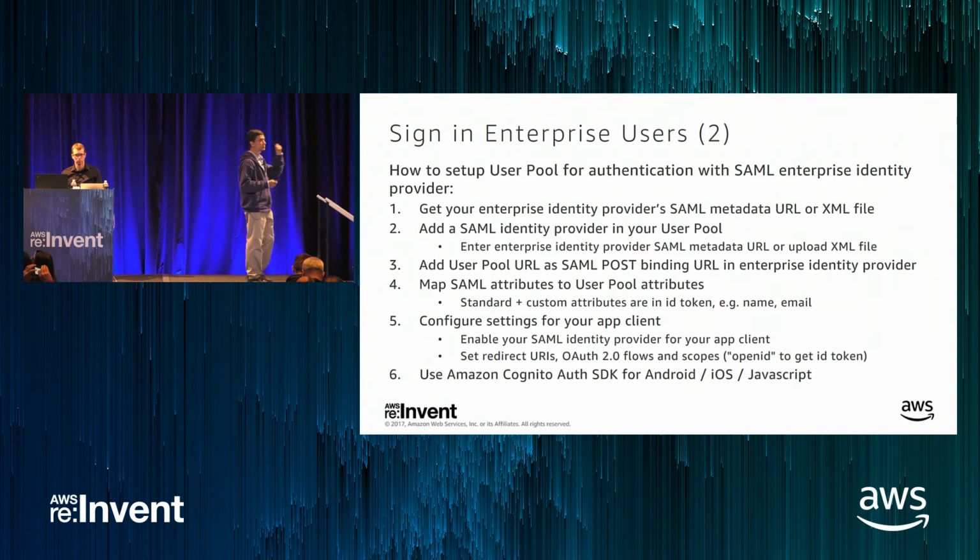And then, of course, you've got to go to the SAML identity provider and give it the Cognito URL so that it knows that Cognito is a trusted service provider to which it can provide the assertions, the SAML assertions. And the rest of the steps are pretty similar.